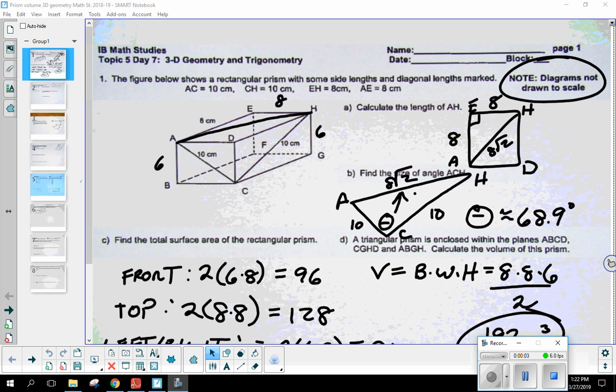Okay, we are back at three-dimensional geometry, so we're talking about prisms. We're going to be using a lot of what we had in the previous section to help us figure out what we're asked here, whether it be an angle or a measurement.